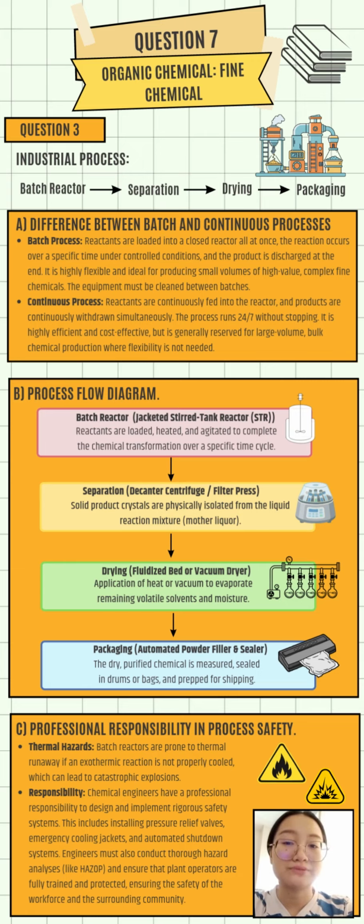Chemical engineers have a professional responsibility to design and implement rigorous safety systems. This includes installing pressure relief valves, emergency cooling jackets, and automated shutdown systems. Engineers must also conduct thorough hazard analysis like HAZOP and ensure that the plant operators are fully trained and protected, ensuring the safety of the workforce and the surrounding community.